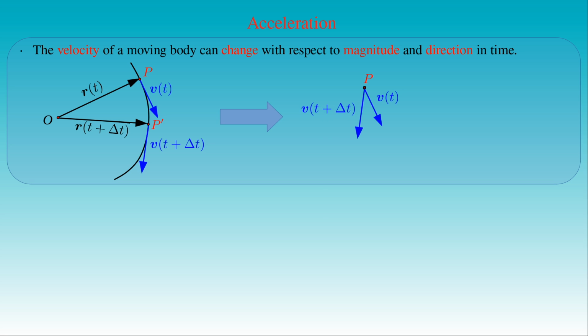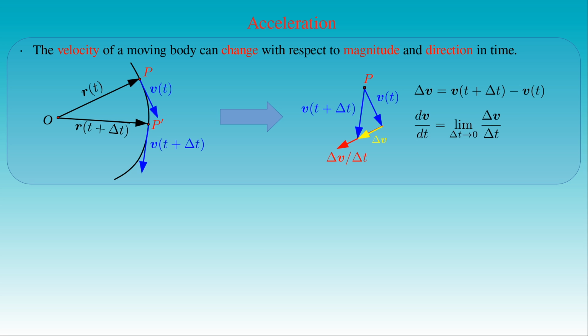Then we construct their difference delta v, given by the subtraction of the vector v(t) from the vector v(t plus delta t). We can calculate the ratio of the difference delta v to the elapsed time delta t, which is also a vector pointing to the direction of delta v. As the elapsed time approaches 0, the limit of this ratio gives the derivative of the velocity vector v with respect to the time parameter t.